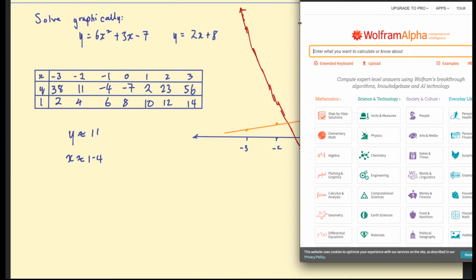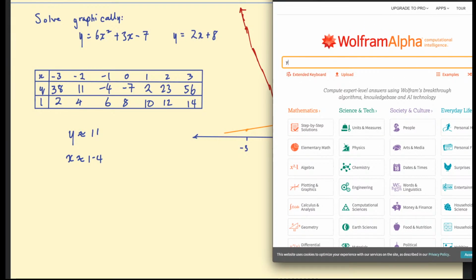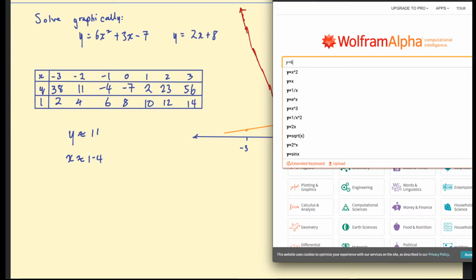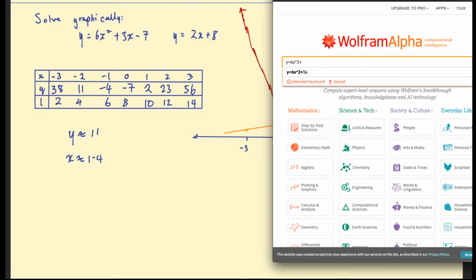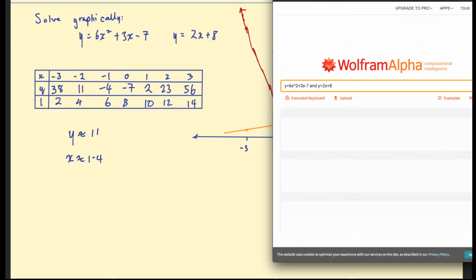So we've got y equals 6x squared plus 3x take 7, and y equals 2x plus 8. And I'm hoping I'm not way off here, but let's see.